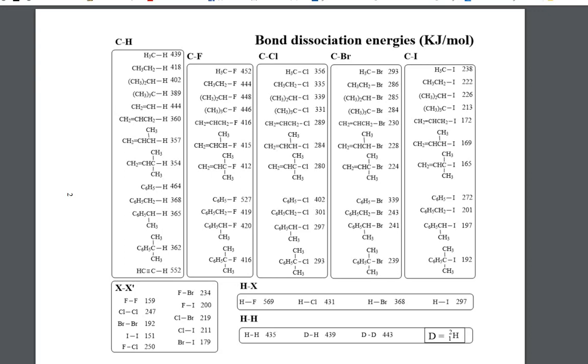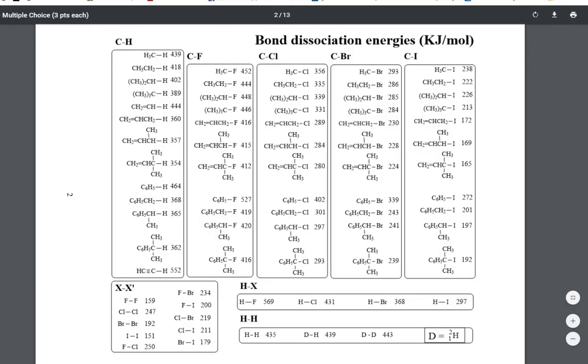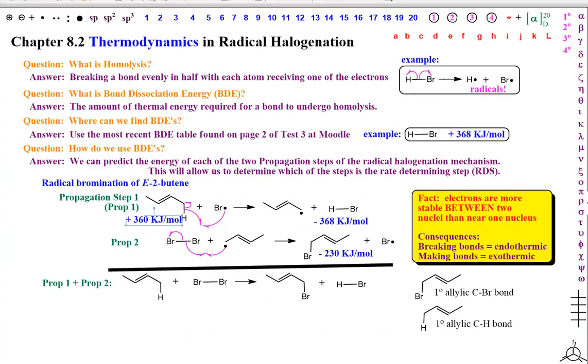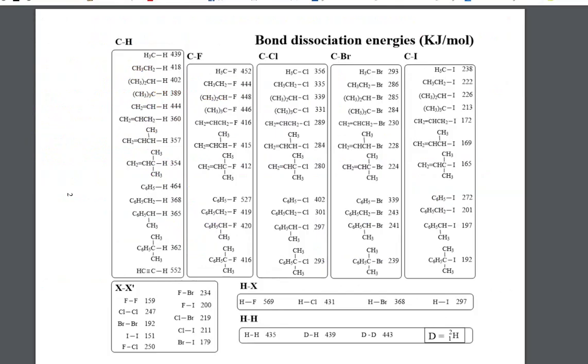So positive 360 to break that bond, negative 360 to make it. So I put positive 360 here. And that's the bond we're breaking. That's why it's positive. And BR is also breaking. Let's find that number quickly. The halogen numbers are on the bottom left of the screen. BR, positive 192.